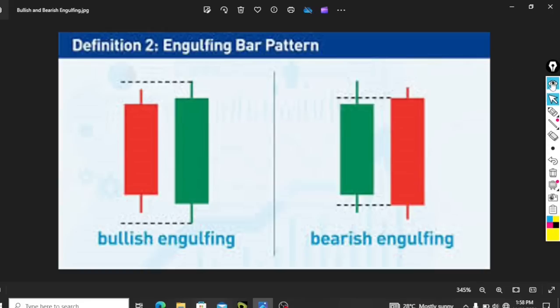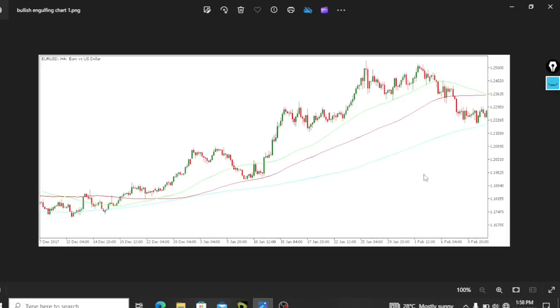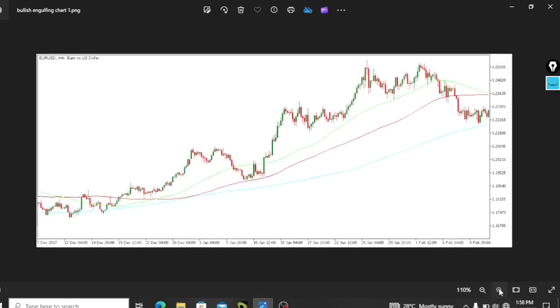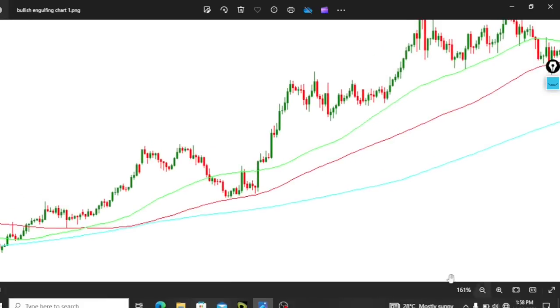Let's see it in a real chart. Look at this chart properly. Let me bring it closer so that you can see it. Can you identify a bullish engulfing on this chart? I want to allow you to look carefully to see whether you'll be able to identify it. Look at it exactly here where my cursor is. This is the first bullish engulfing.